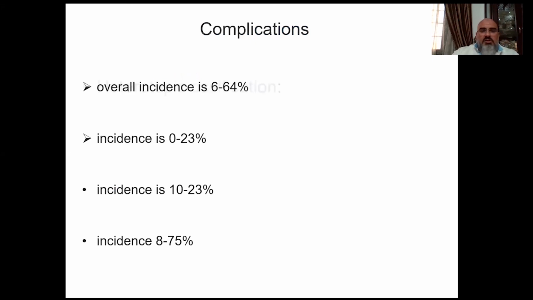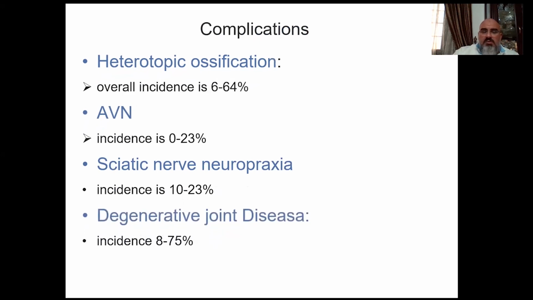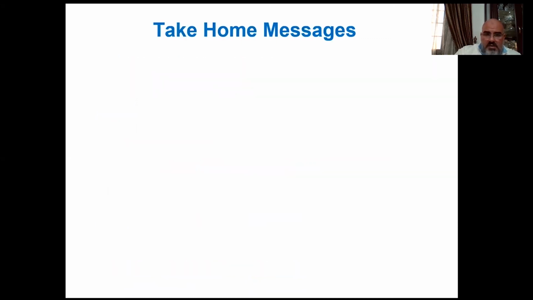In such an injury, you could get heterotopic ossification, which is more common in anterior approaches than posterior approaches, and its overall incidence ranges from 6 to 60% of all cases. Avascular necrosis could occur in 20% of cases. Sciatic nerve neuropraxia could occur in 20% of cases. Degenerative joint affection or osteoarthritis could occur in 8 to 75% of cases. Decrease in range of motion may be insignificant and doesn't affect the function in some cases.